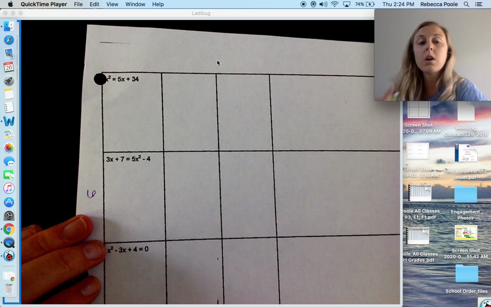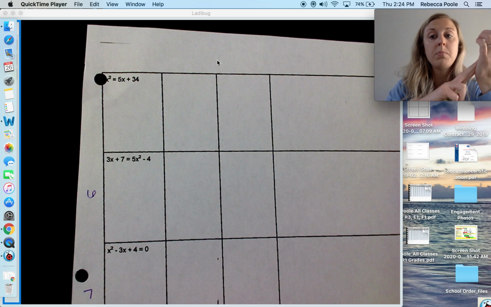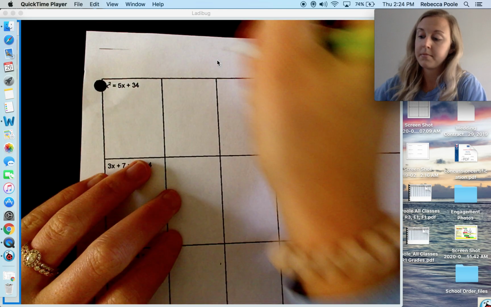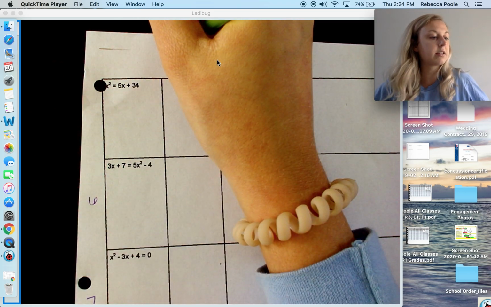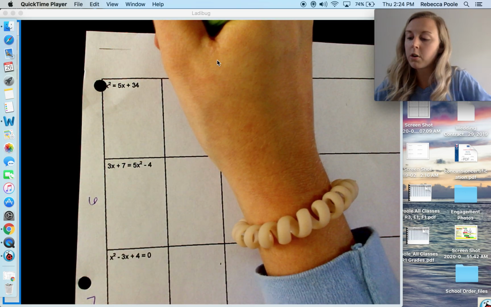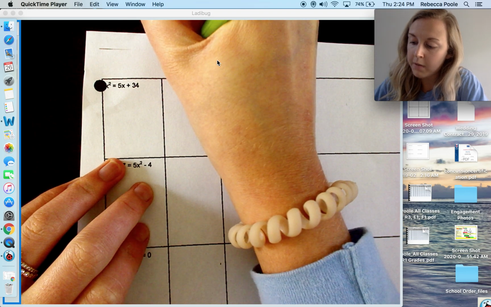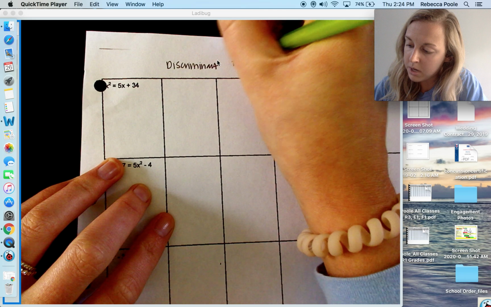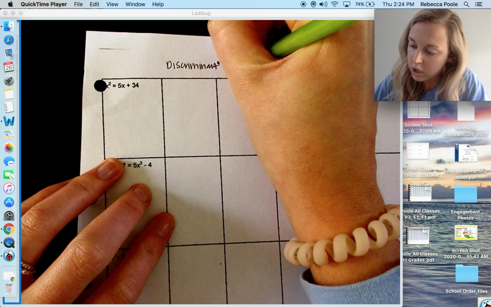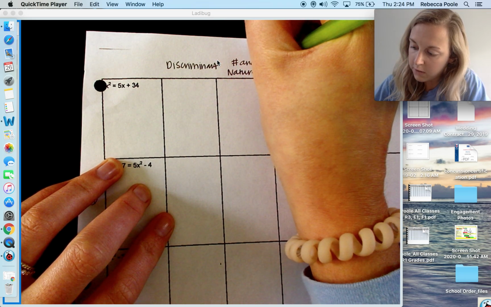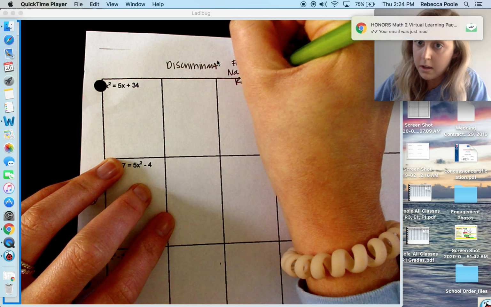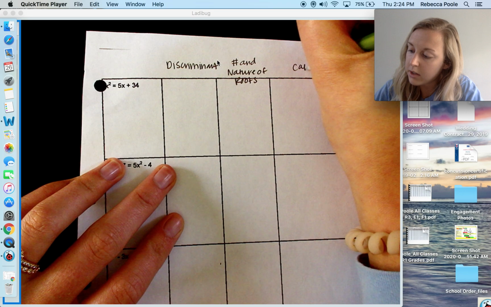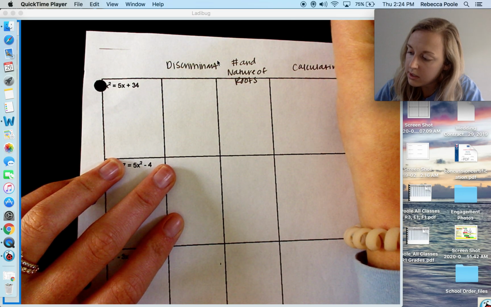So in order for us to see what the a value, b value, and c value are, to put them into our discriminant, because this box says, I'm going to copy over the directions for y'all real quick. In this column, we're finding the discriminant. This one is number and nature of roots. And then this box right here is calculating the zeros.